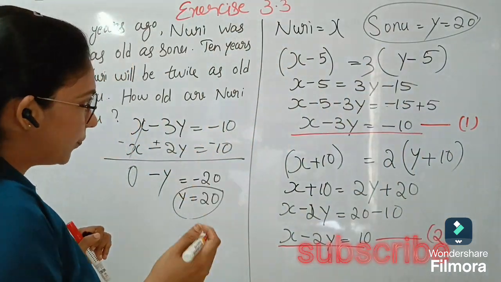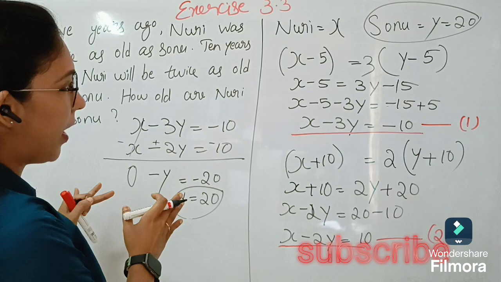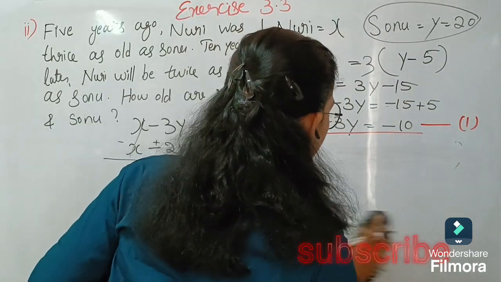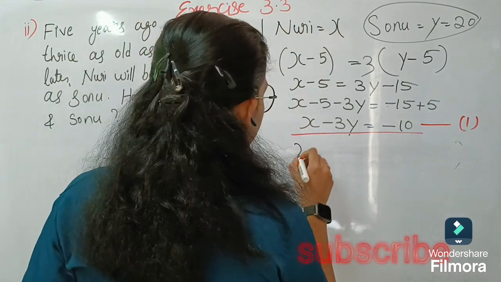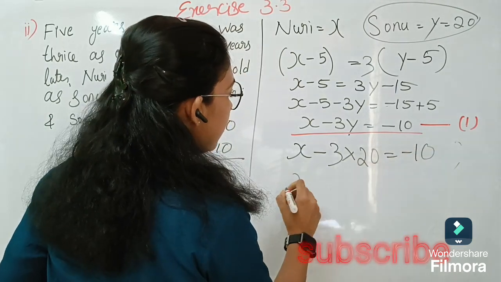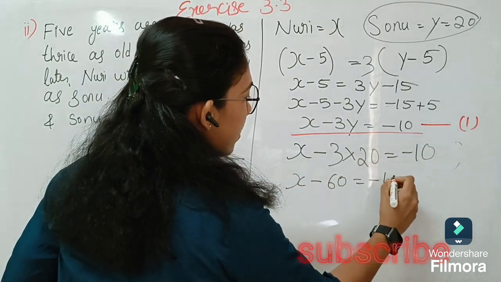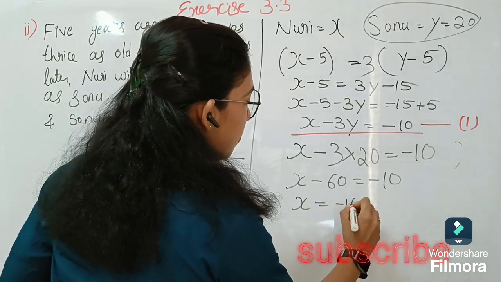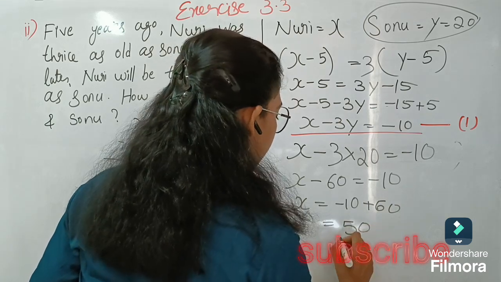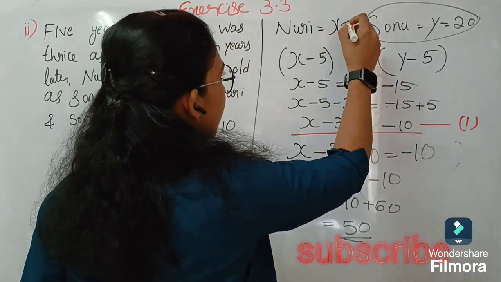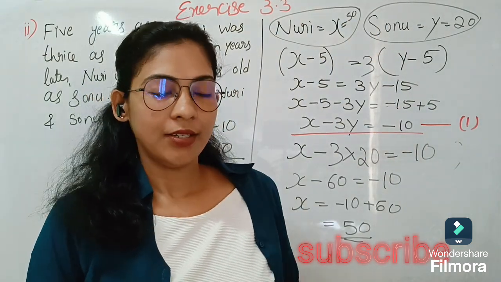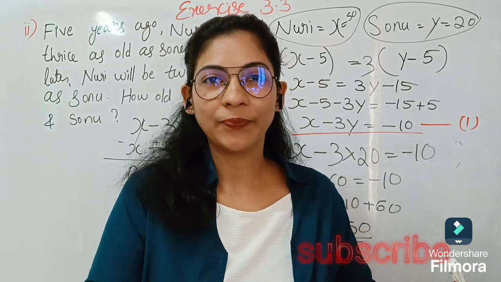Now substitute this value in equation number 1. We get X minus 3 times 20 is equal to minus 10. That is, X minus 60 is equal to minus 10. Then X is equal to minus 10 plus 60, which is equal to 50. So X is 50. That means Noori's present age is 50. So this is the answer.